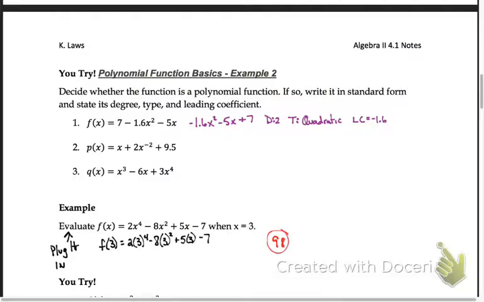Even so, I have no issue with you multiplying 2 times 81 and going 8 times 9 plus 15 minus 7, or doing it as 162 minus 72 plus 15 minus 7. If you want to write it all out, that's fine. If you're just going to type it straight in, that's fine. The biggest thing I want to make sure is that you at least show me what you put in there, and how you typed it in.